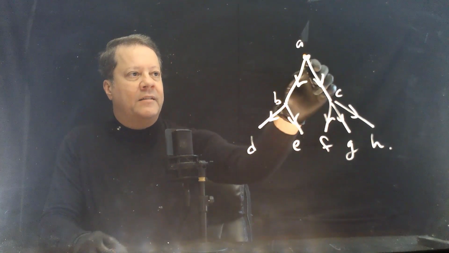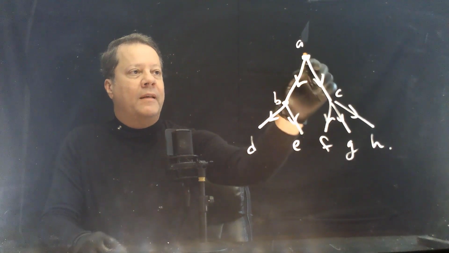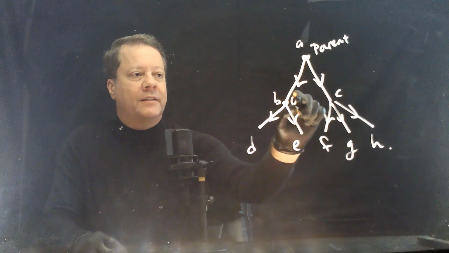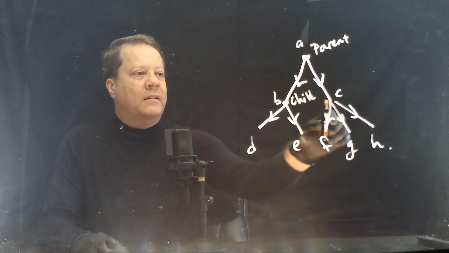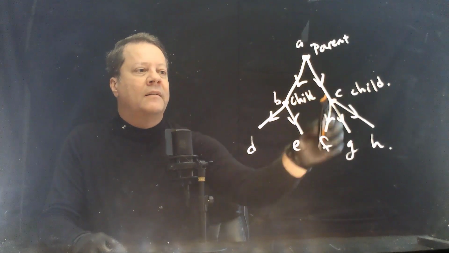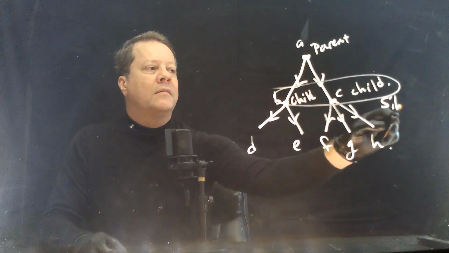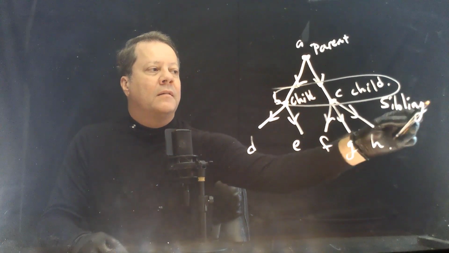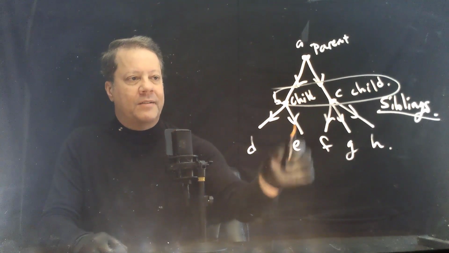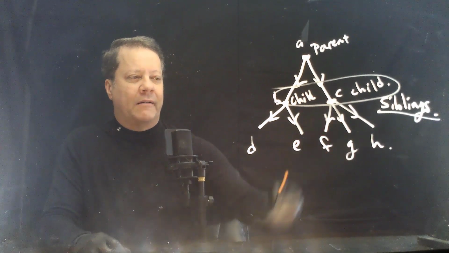We say that the initial point on one of these directed edges is the parent of the child. So this is also a child of this parent. These two, both being children of the same parent, are siblings. So these are going to be siblings of this parent. These three will be siblings of this parent.